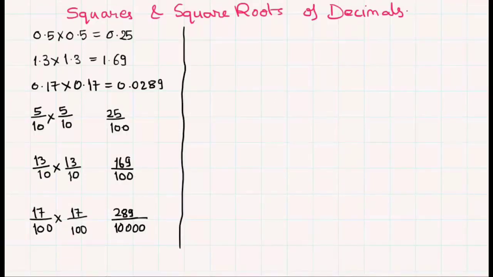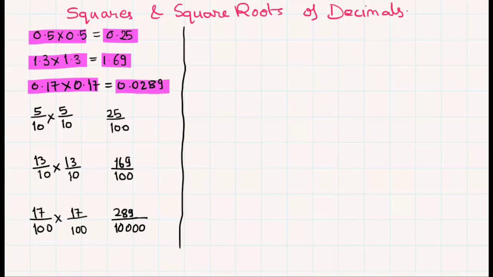Now let's see this: squares and square roots of decimals. Now you have learnt the entire square and square root chapter, so I hope you can easily tell how you can apply the same methods on decimal numbers. Yes? So observe these square numbers. 0.5 into 0.5 is 0.25. This is a square number. This is a square number. And look over here, this is again a square number.